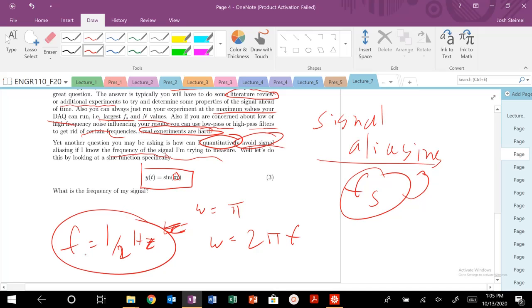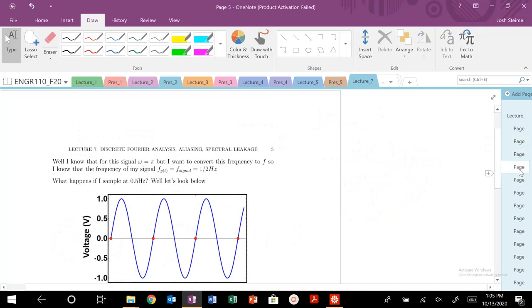So this is the maximum frequency of our signal. There's only one frequency, essentially, in this signal, and it's 1/2 hertz. So that is the frequency of the signal that we're trying to deduce here. This is just showing it here. It's the maximum frequency of our signal.